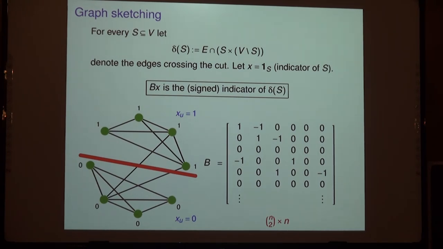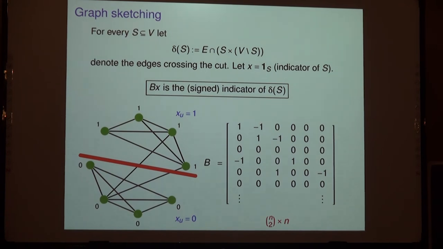So the property that we'll use is the following. Suppose that B is our edge incidence matrix, shown here. This is our graph. Suppose that I now have a subset S of vertices, and I'm interested in the set of edges that cross the cut, that is, go from S to the complement of S in the graph. Here on the picture, there's this red line that cuts the graph into two pieces, and the set S is, say, the bottom half. So delta of S is the set of edges that cross the cut.